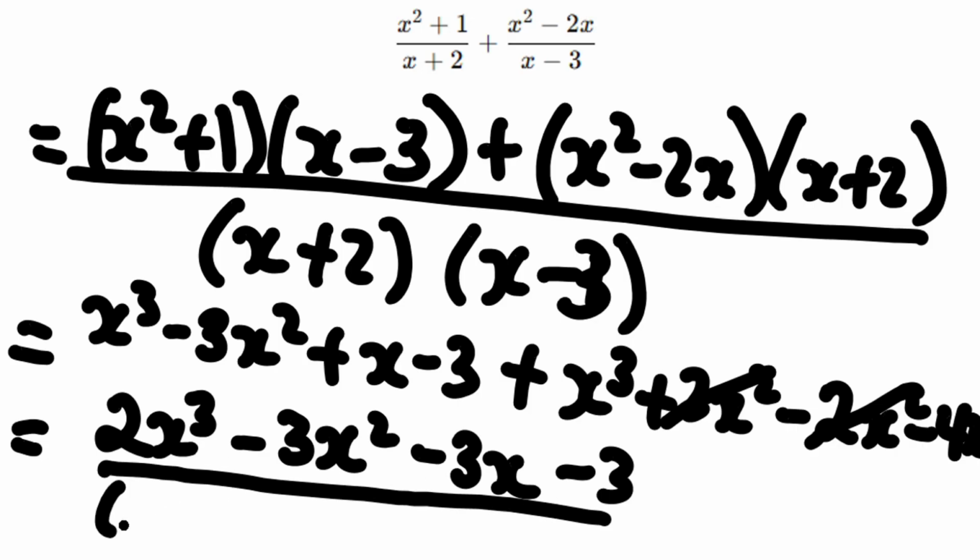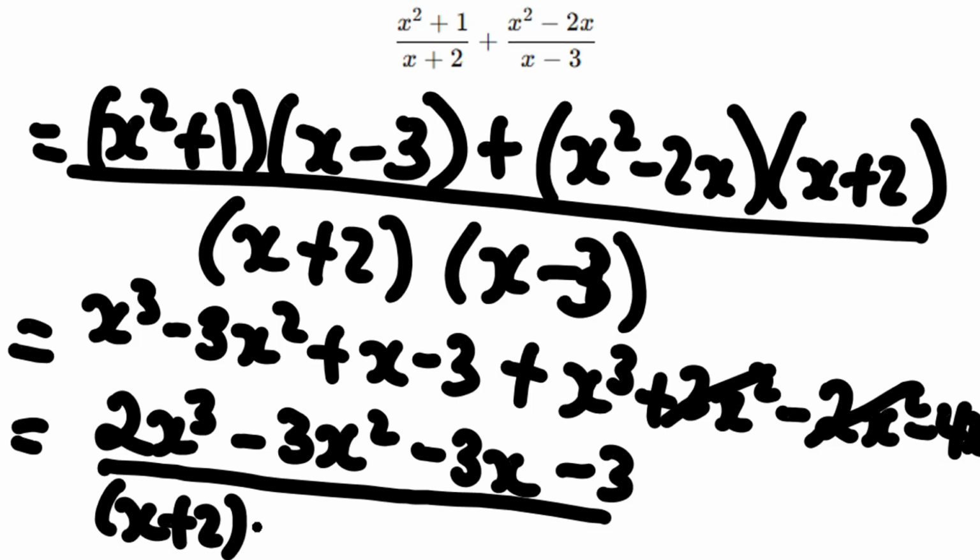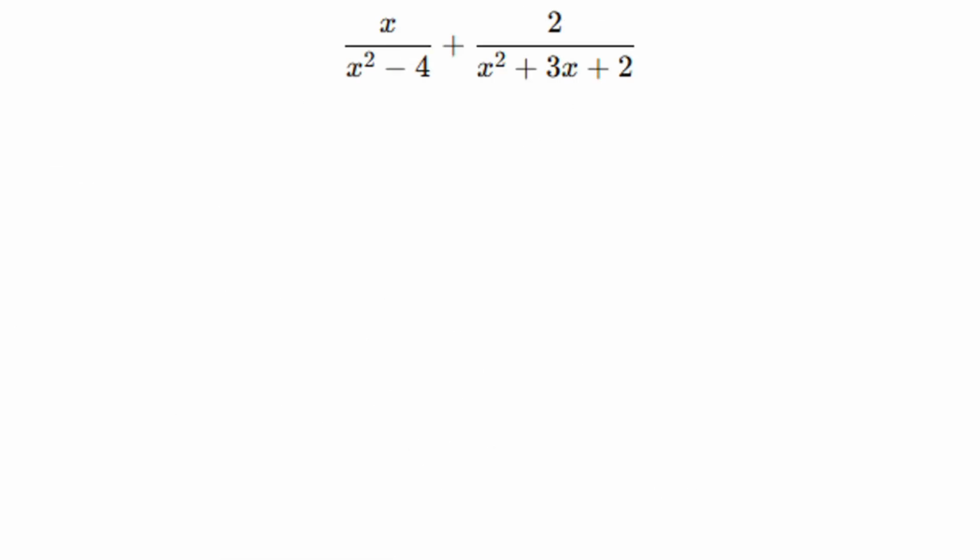The denominator is x plus 2 multiplying x minus 3. That's for the denominator. So we are fine with that. This is the final answer for this addition. So what you do is that you just group like terms and then you basically add them up. So let's do this last one.